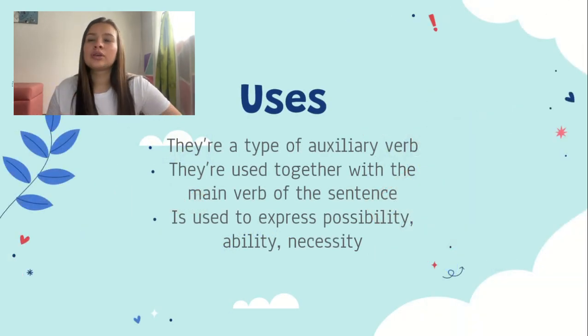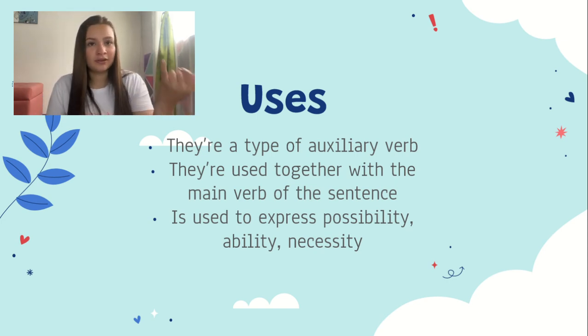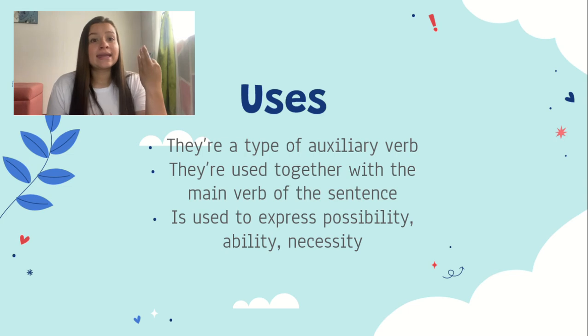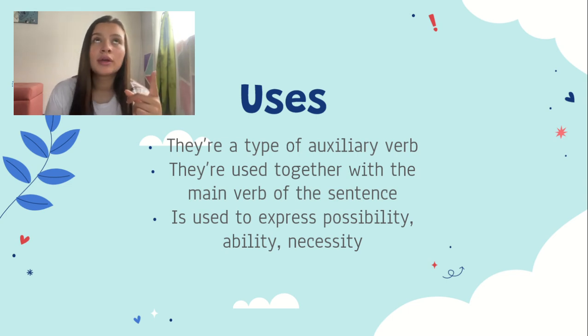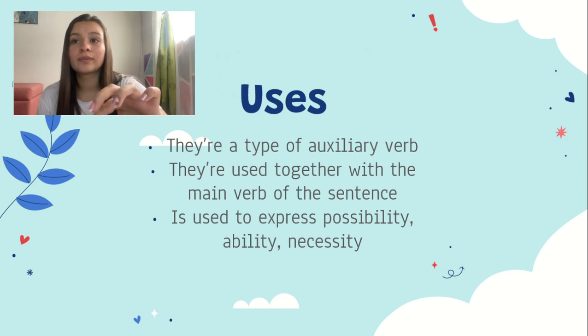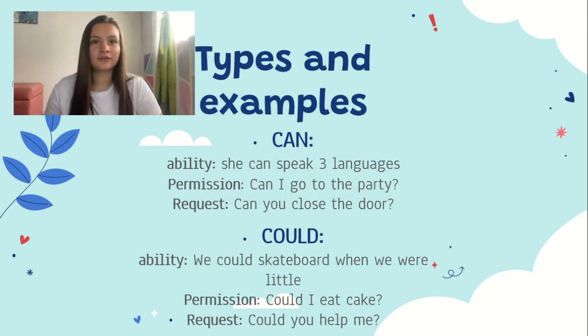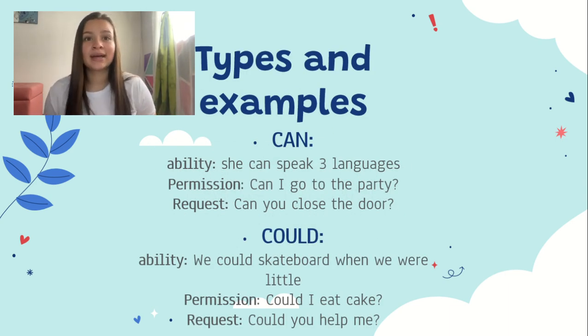So we use the modal verbs to express possibility, ability, and necessity. Okay, and they are, for example, a type of auxiliary verb that is used together with the main verb of the sentence. Okay, and to support that idea, we're going to see some examples with each one of the types. So let's start with can.